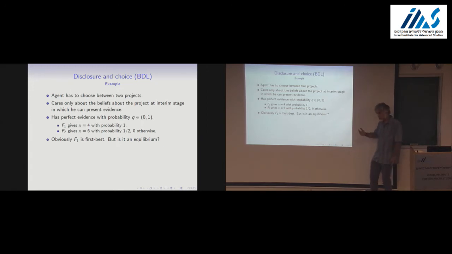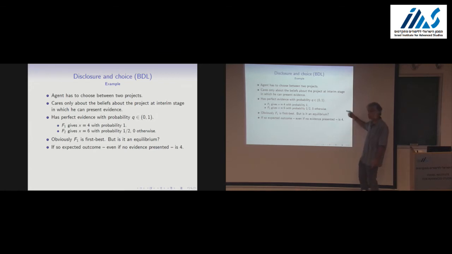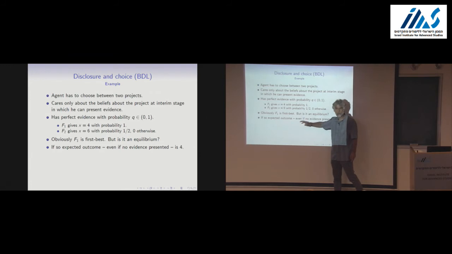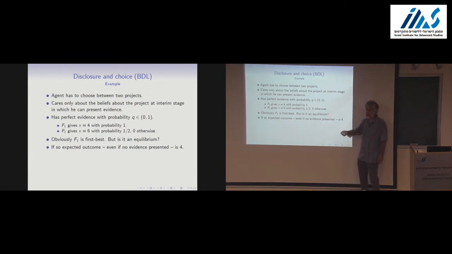The point of the paper, of this model, is to show that because of the ability to distort the evidence that's presented, he won't choose F1. F1 is never in equilibrium. Why is that? If F1 were the equilibrium, then what would the expected outcome be, even if no evidence is presented? Since in equilibrium the agent is choosing F1, in equilibrium everybody has to believe that even when no evidence is presented, the value of the project is 4.